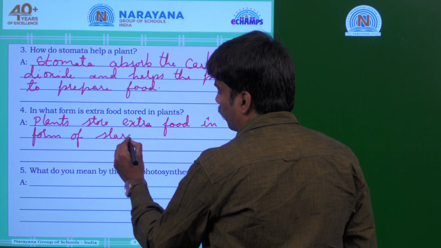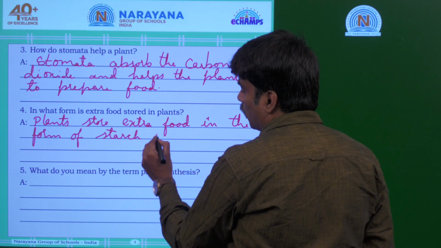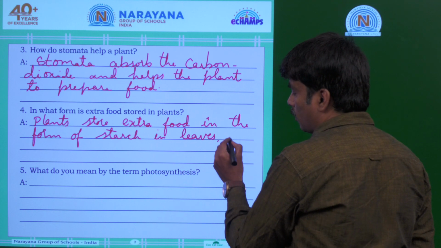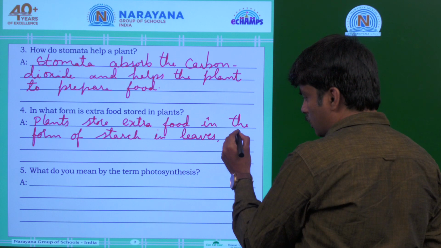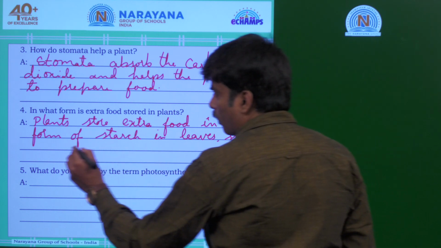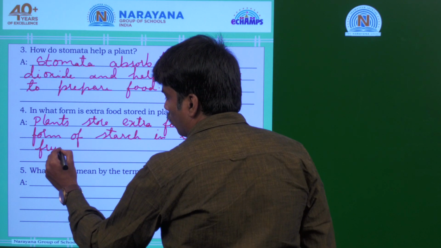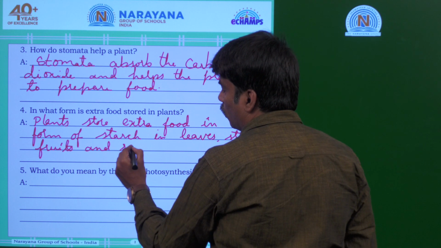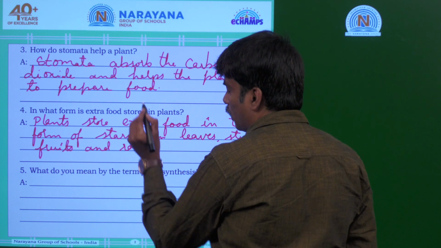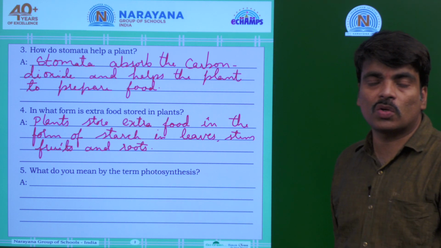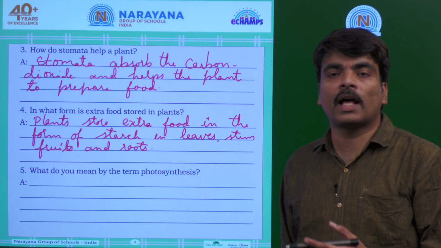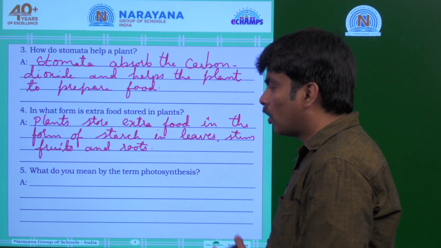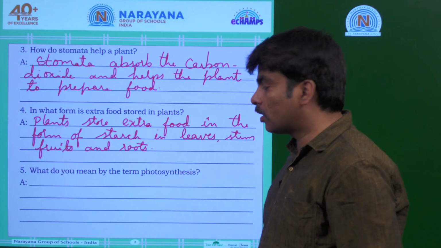Starch in leaves, stem, fruits and roots. This extra food which is stored in these parts, we are taking as our food. Coming to the last question, not the last but one.